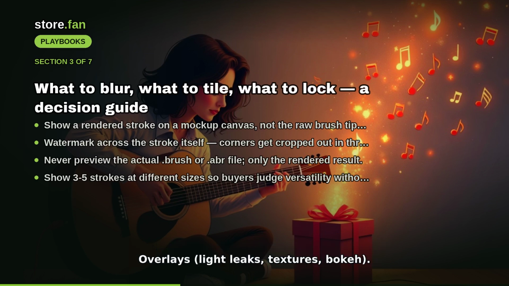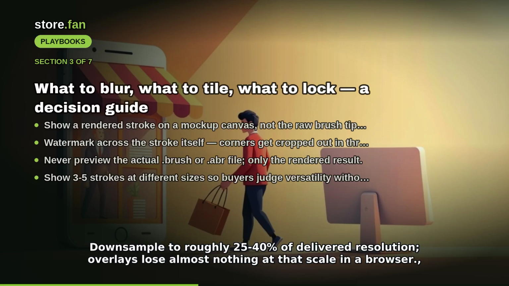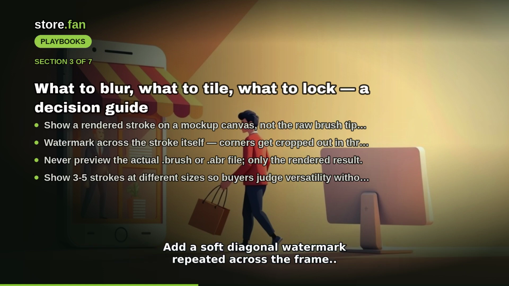Overlays, light leaks, textures, bokeh. Composite onto a sample photo at reduced opacity. That's how it'll be used, so it doubles as a demo. Downsample to roughly 25 to 40% of delivered resolution. Overlays lose almost nothing at that scale in a browser. Add a soft diagonal watermark repeated across the frame.